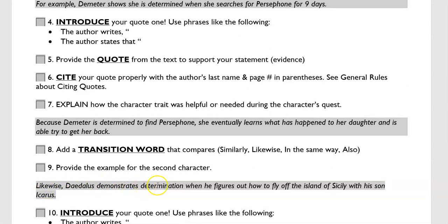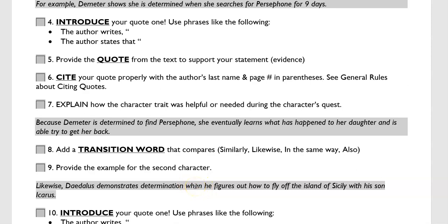Likewise, Daedalus demonstrates determination when he figures out how to fly off the island of Sicily with his son Icarus. Notice I added a few more words here, right? I added the location of Sicily. I added the name of his son, right? And so I added some more details. That is what I'm hoping you'll do, right?